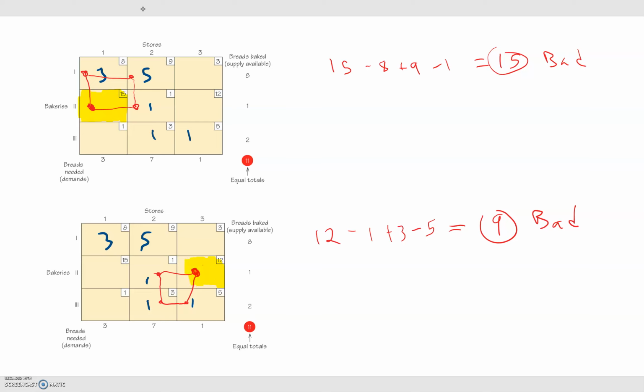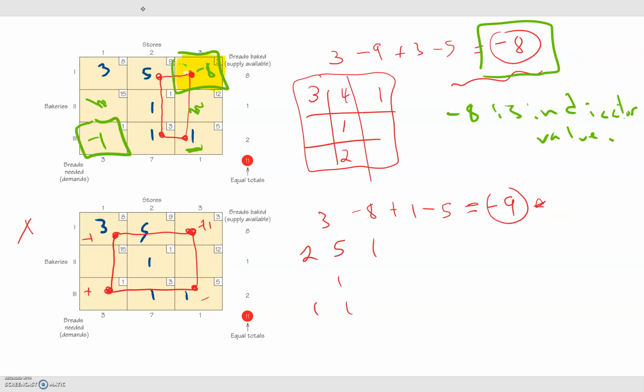I checked the indicator value of the cell shaded in yellow, and you can double check my work, but the only possible circuits are the ones that I've indicated here, and they both have positive indicator values, which is bad, right? So those indicator values would mean that it would be more expensive to make that change. The long and short of it is that the only cell change that would be advantageous would be this one here.